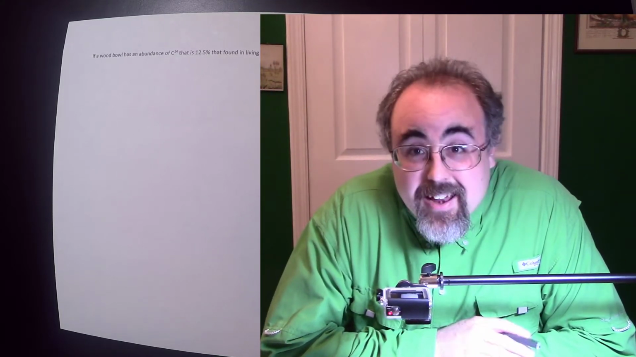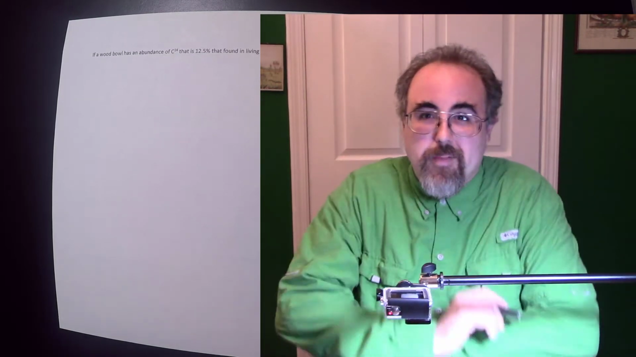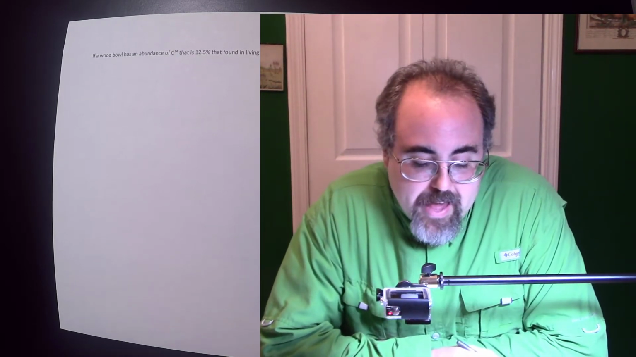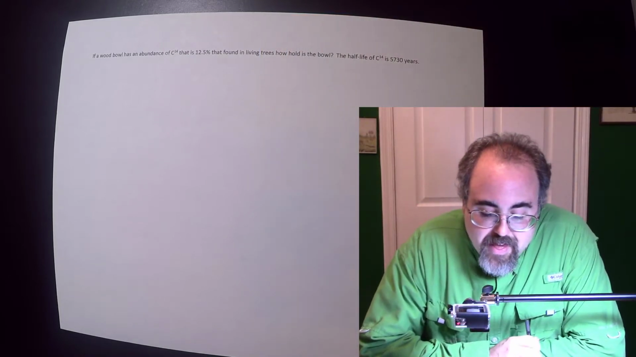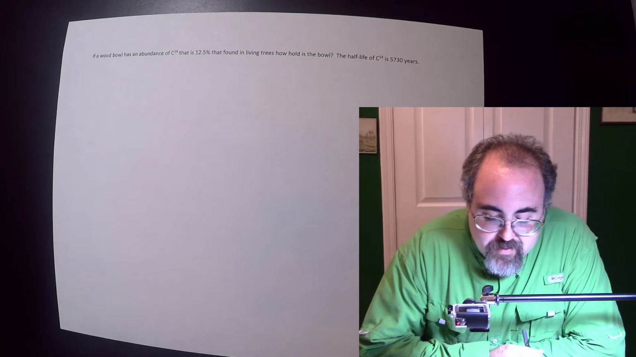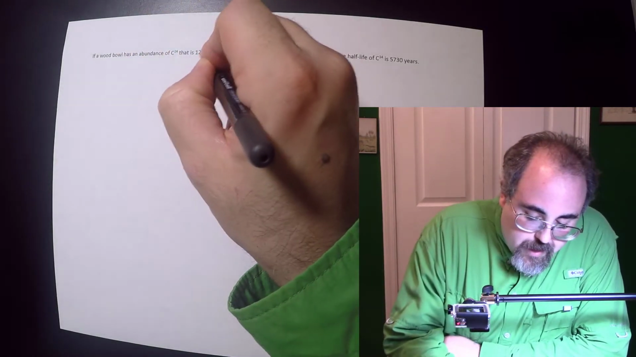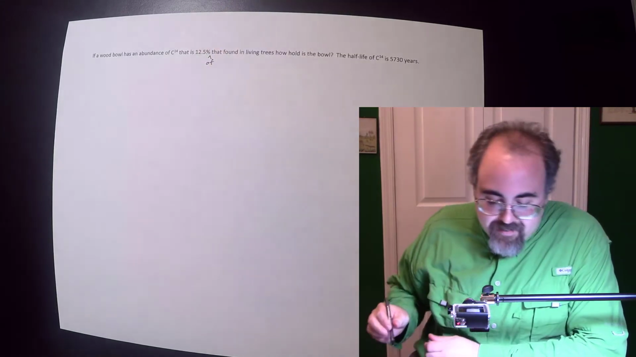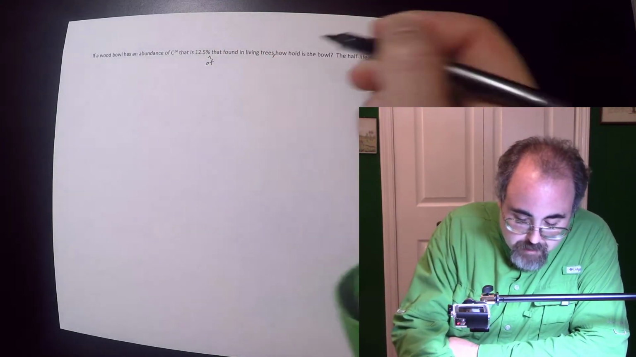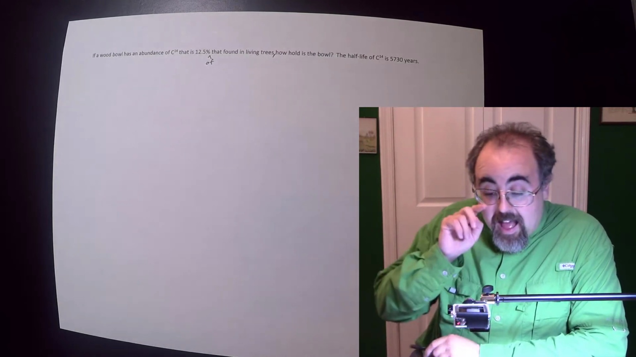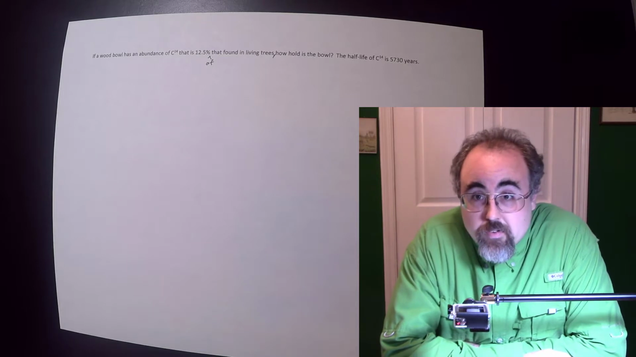So today I'd like to talk a little bit about carbon dating, with a question that's about carbon dating. In this question we have: if a wood bowl has an abundance of C14 that is 12.5% of that found in living trees, how old is the bowl? The half-life of carbon-14 is 5,730 years.